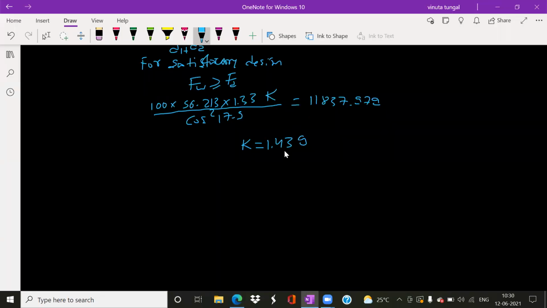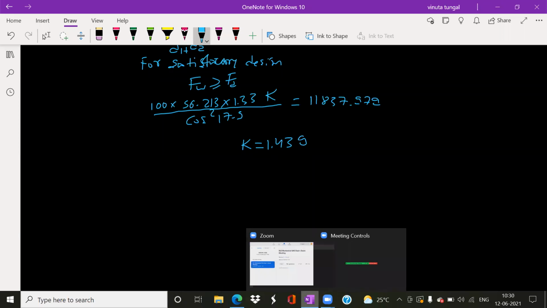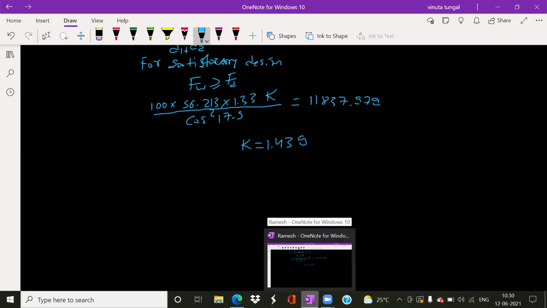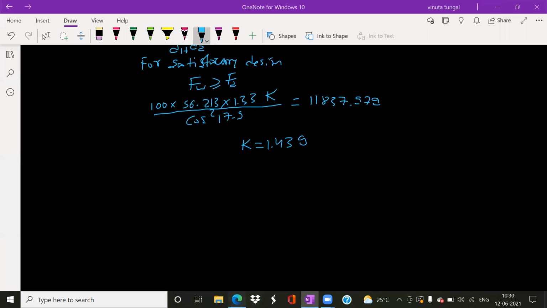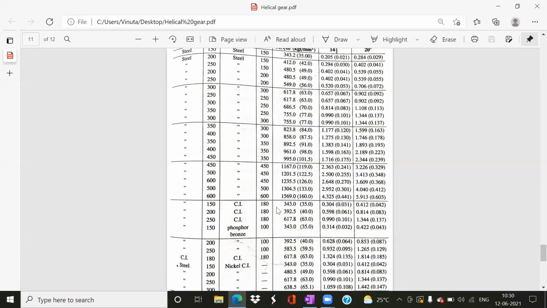The K value is correct, 1.439. Yes, sir. Thank you. Next, once you get the value of K, you can see that the data book gives which table you have to refer to in order to find the standard K value. It is already given there. You have to see which material is given to you.